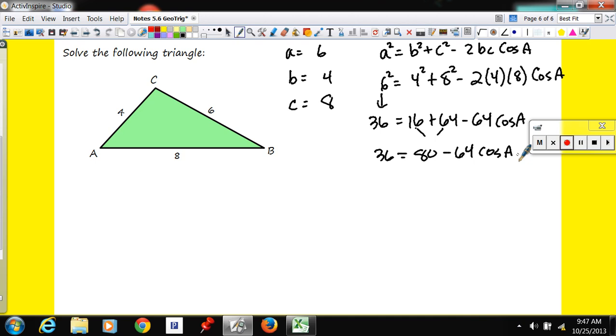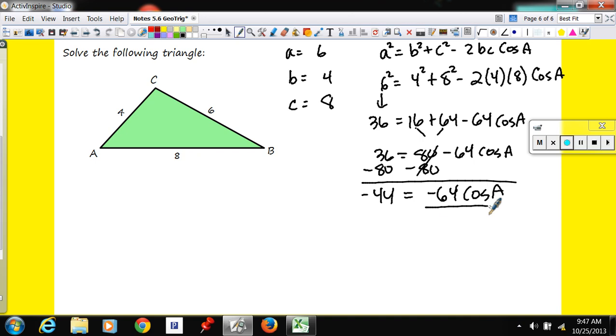Let's get the 80 to the other side, right? So let's subtract 80. Okay, so that's going to give me a negative 44. Negative 44 equals negative 64 times cosine of A. I need to get the cosine by itself. Divide by negative 64, right? Because they're multiplying, so we've got to divide. What's going to happen when we divide negative divided by negative? It's going to come back positive.